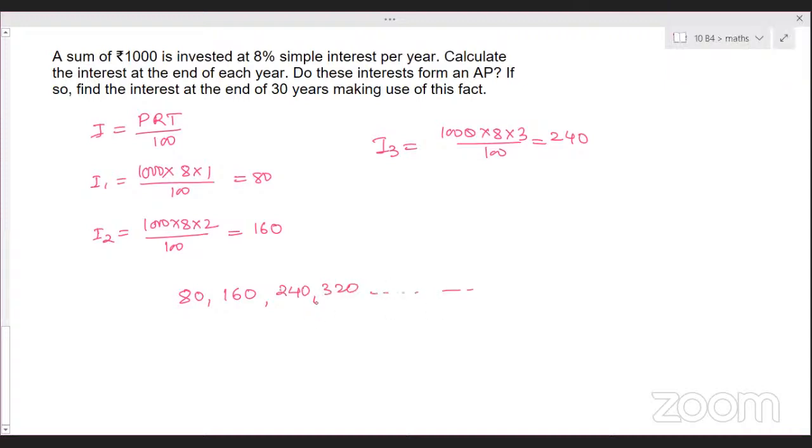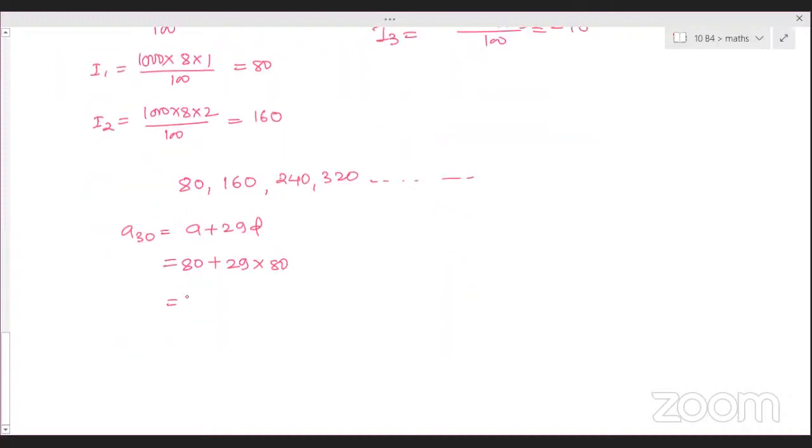Then we have to find out it is in AP. So interest at the end of 30 years. That means we calculate A30. A plus 29D. A is 80 plus 29 into difference is 80. Take 80 common. 1 plus 29. 80 into 30. 2,400.